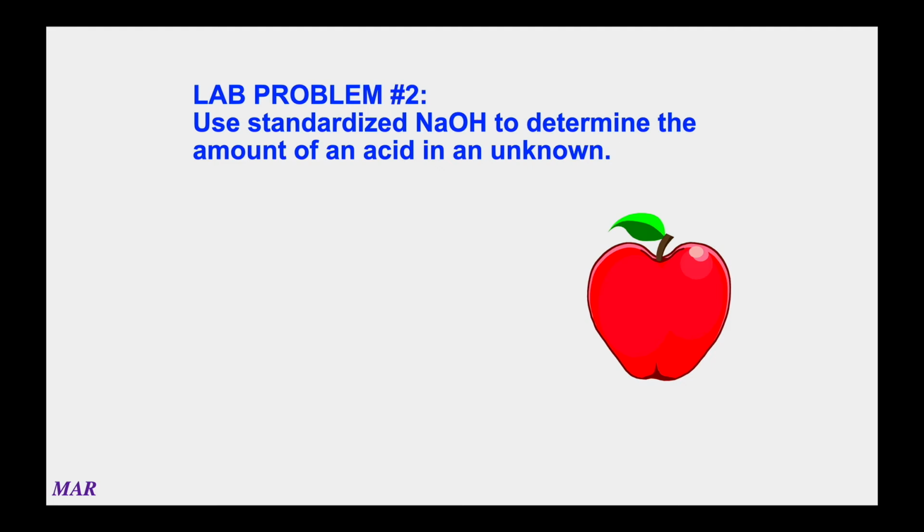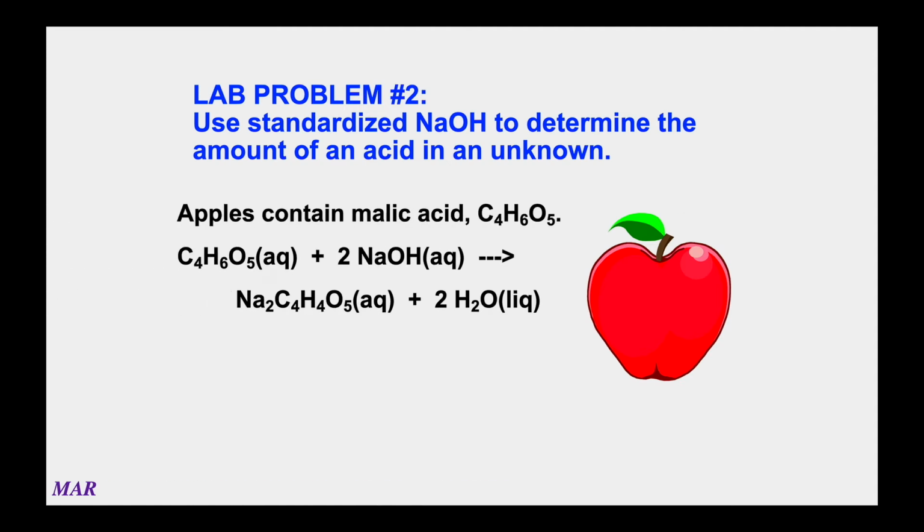Let's use that standardized sodium hydroxide from the last problem to determine the amount of acid in an unknown. And heck yeah, let's use the apple, because apples, like a lot of fruits and a lot of foods we eat, by the way, are actually a little acidic. Now, apples have malic acid. The formula for malic acid is C4H6O5. Malic acid, like oxalic acid, is diprotic.